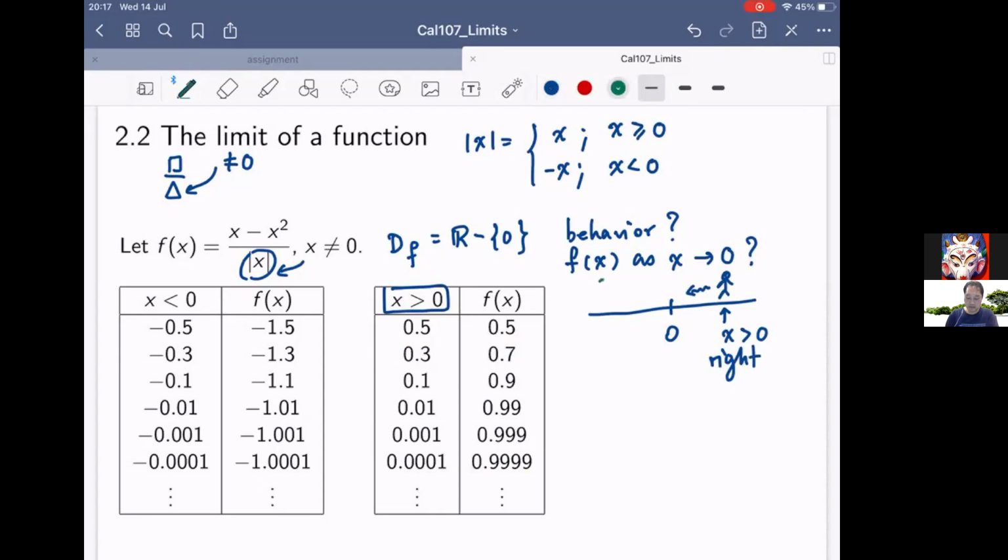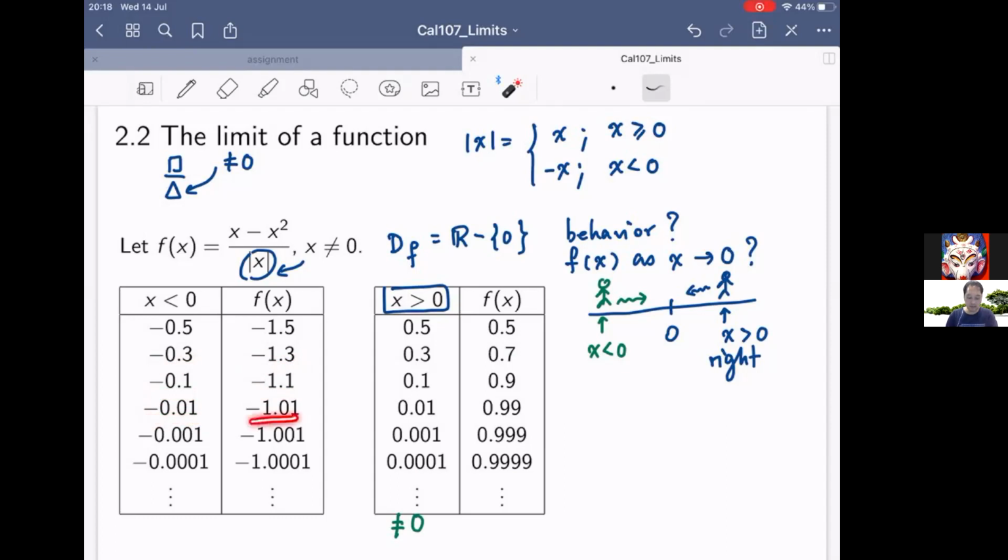However, you can start from here, where your x is negative, right? And then you just go close, but don't forget that this one will never go to 0, because you cannot really evaluate your function at 0, right? So this one is just getting closer and closer. If you start from negative 0.5, you got negative 1.5. Negative 0.3, you have negative 1.3. Negative 0.1, you have negative 1.1. Negative 0.01, getting closer, right?